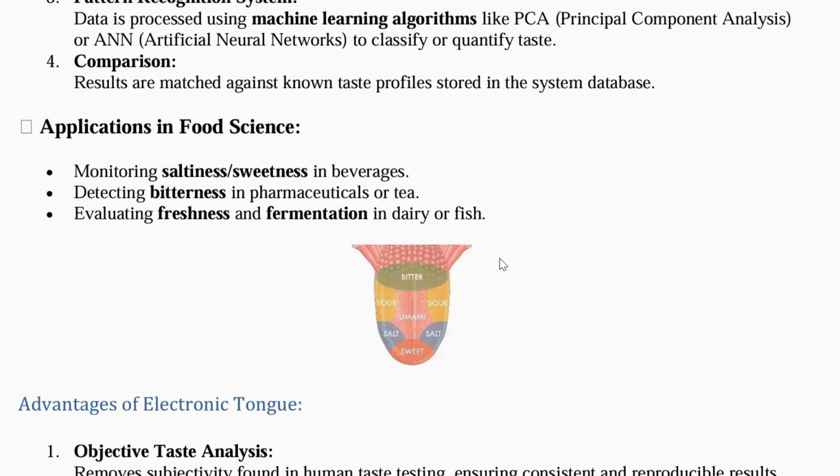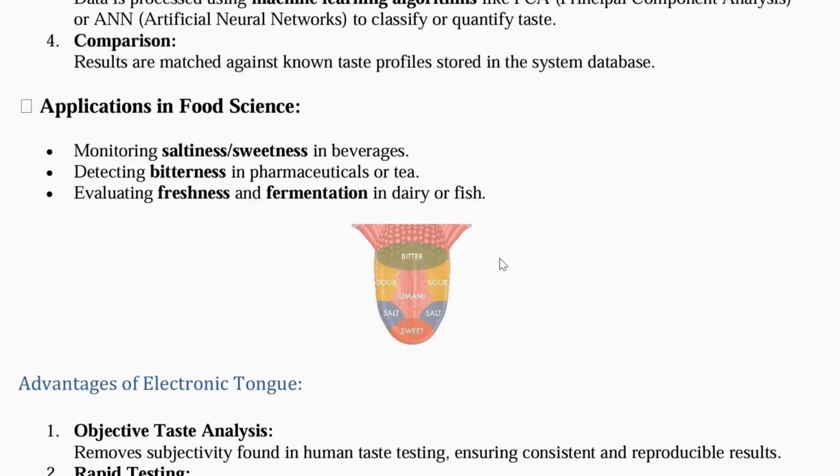Application in food science for monitoring the saltness or sweetness in beverages, detecting the bitterness in pharmaceuticals, then ensuring the freshness and fermentation.